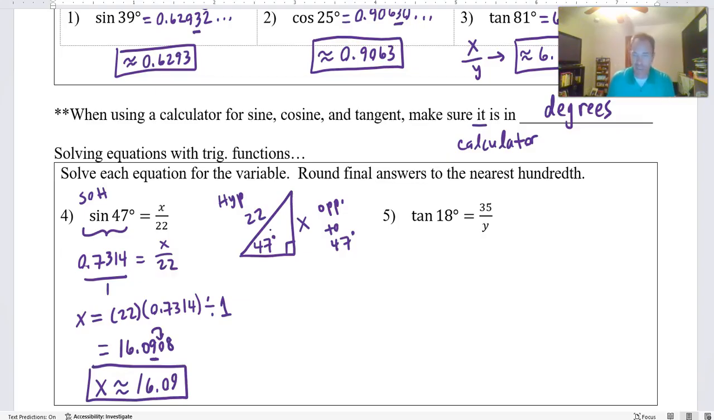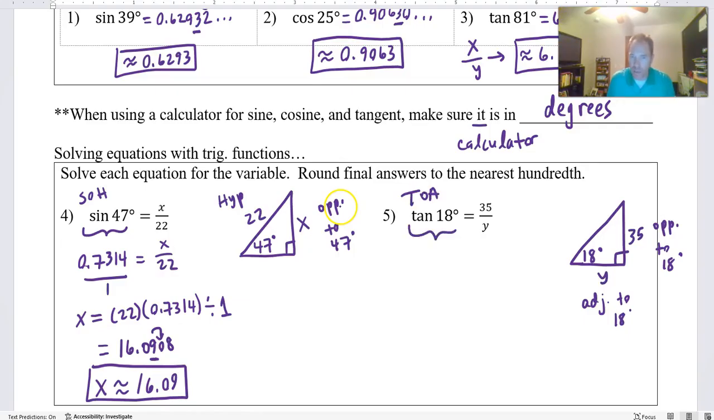Looking at number 5, similarly, if we wanted to think about this as coming from a triangle, maybe we've got an 18-degree angle here, and tangent is defined to be the opposite leg over the adjacent leg. So maybe that's 35 is the opposite leg and y is the adjacent leg. This is the TOA of SOH CAH TOA.